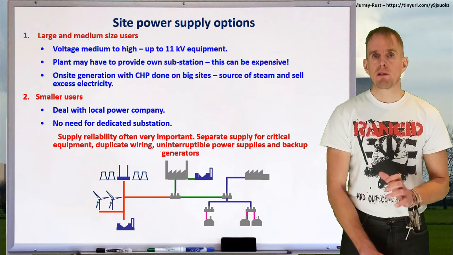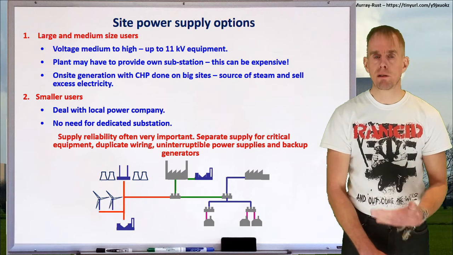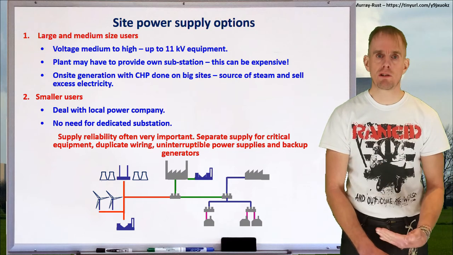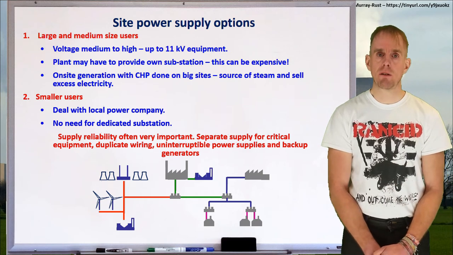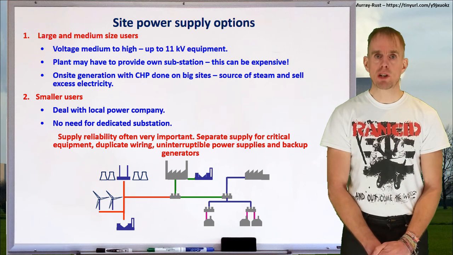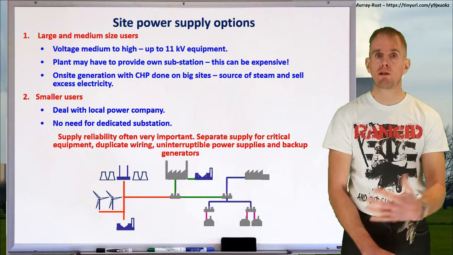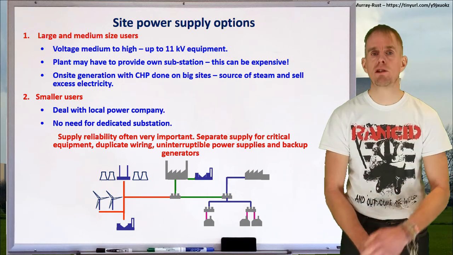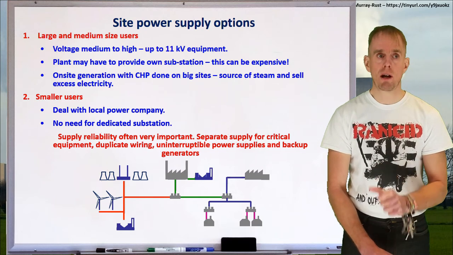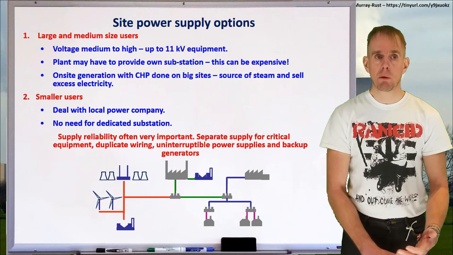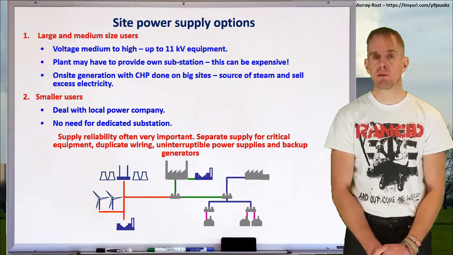When you're thinking about site power supply, think of reliability, because reliability can often be very, very important. If you think of emergency systems such as gas scrubbers and other emergency systems that kick in relief, you may wish those to be sourced in terms of power from a separate part of the power grid. So if you lose site power and you have an emergency situation occurring, you've still got all your emergency equipment able to run. You may want to duplicate wiring, you may want uninterruptible power supplies or backup generators for essential items of equipment as well.